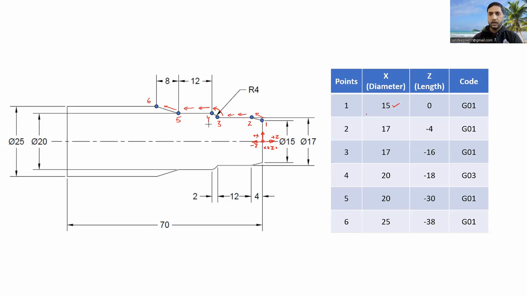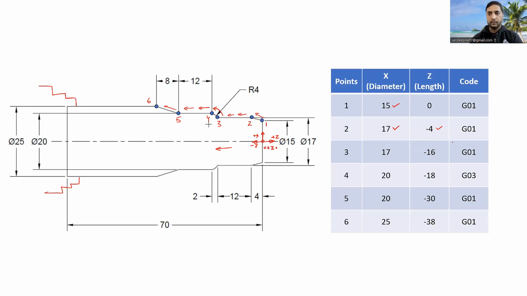So in a similar fashion, now we are calculating all the coordinates. For point number 2, the diameter is how much? 17. And length is how much? 4. Since we are now moving towards the spindle, we know this will be the spindle here, so we are moving towards the spindle in this direction. With respect to this point, it will be our -4. So 17 and -4. And the code which we will use here is G01, from point number 1 to 2.